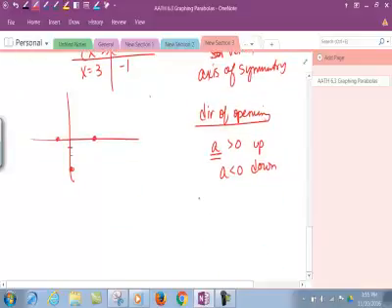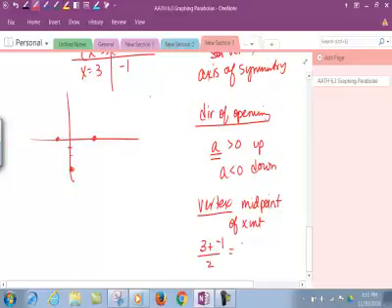Okay, and then the last thing we want to do is find the vertex, and there's a couple of ways to find the vertex. If you have the x-intercepts, the vertex is always going to have an x value that is the midpoint of the x-intercepts, right? So we have an x-intercept at 3 and one at -1, and if we add those two together and divide by 2, we get 1, and so that means our vertex will have an x value of 1.